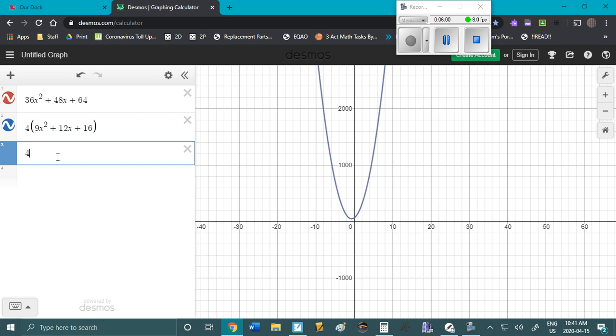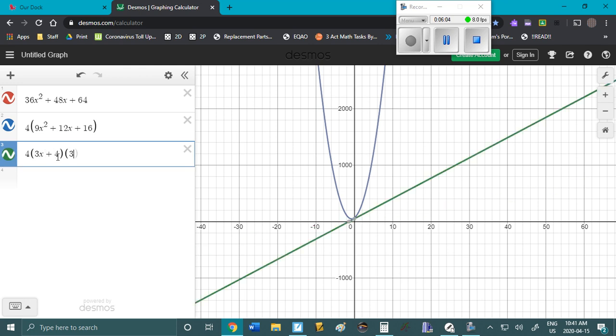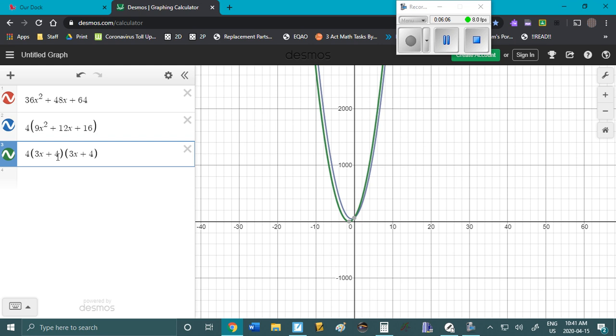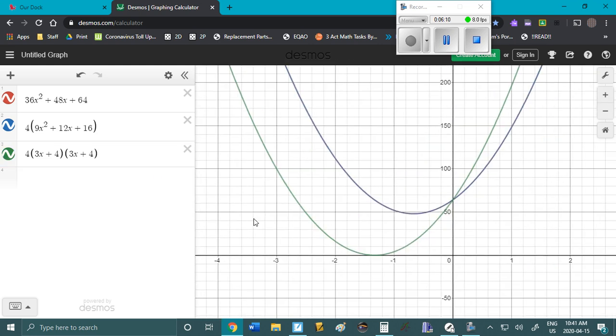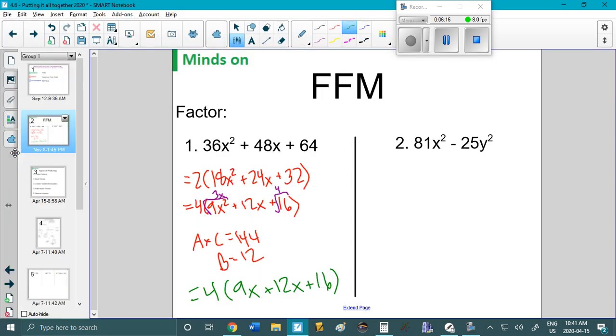But then if you decided to pretend, or if you thought that this was a perfect squared trinomial, you would have this curve. And though similar, it is not the same. So that means that this is not the same.